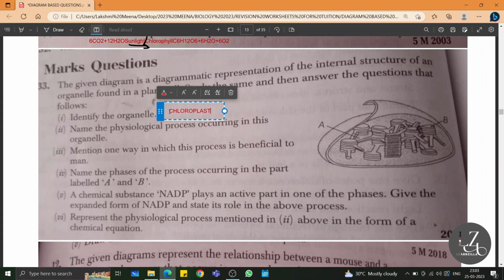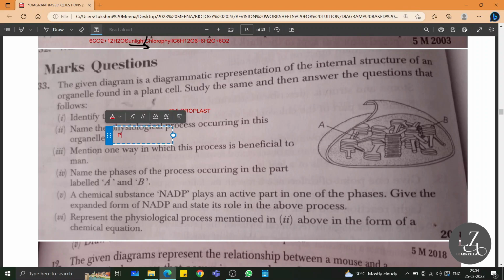It is found only in plant cells. And what is the physiological process occurring in this organelle? Chloroplast is the site for photosynthesis.